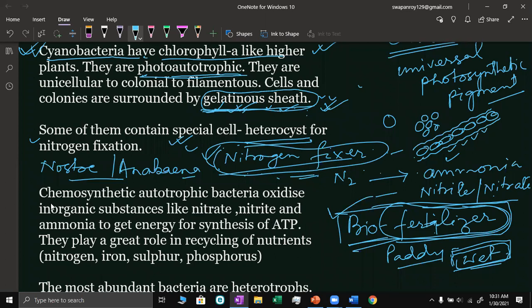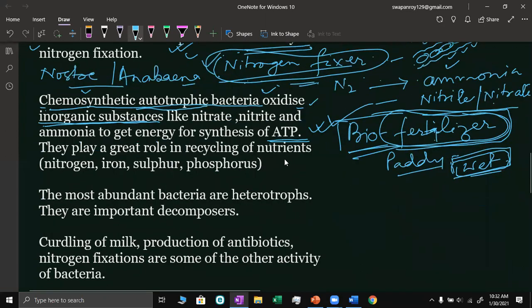In bacteria there are chemosynthetic autotrophs. These chemosynthetic autotroph bacteria oxidize inorganic substances, and by the oxidation of inorganic substances energy is released, and that energy is used for the synthesis of ATP. Then this ATP is utilized for the other metabolic activities of the organism. So these bacteria are known as chemosynthetic autotrophs, or chemosynthetic bacteria. Examples are iron bacteria, sulfur bacteria, and green sulfur bacteria.